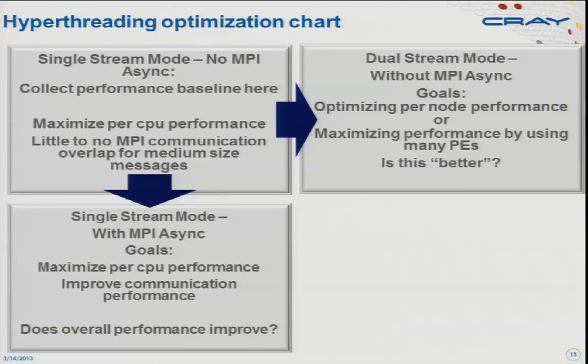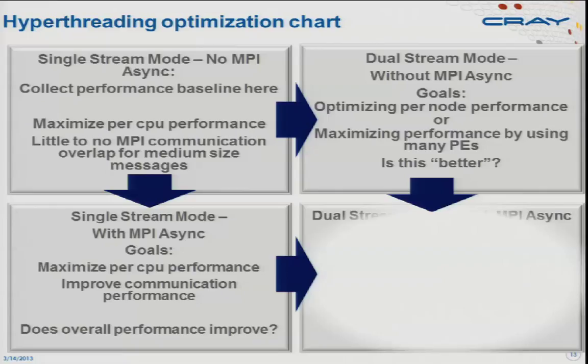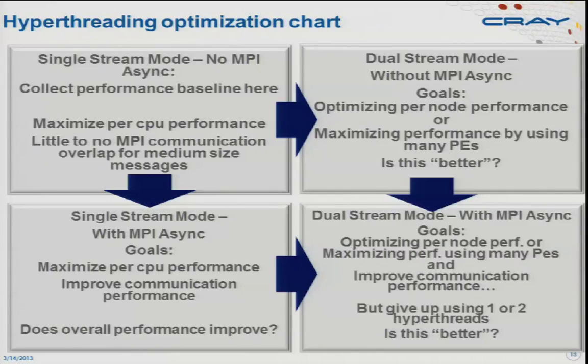Now, once you have these 3 runs, maybe if this was successful, and maybe if this was successful, you ask, what's the combination? And that would be dual stream mode with async. The goals are optimizing per node performance or maximizing APU and improve communication performance. But remember, I have to give up 1 or 2 hyperthreads to do this. And so again, you have to ask yourself, is this better?